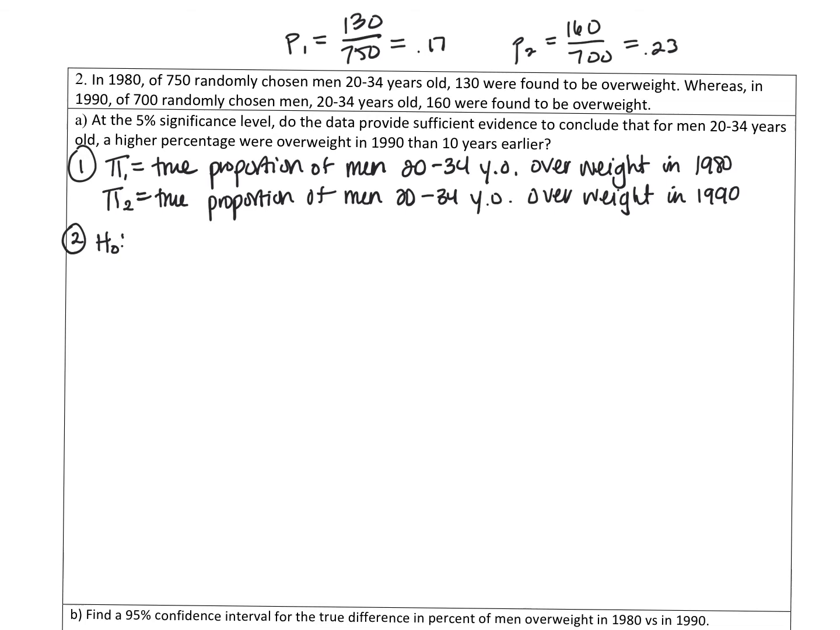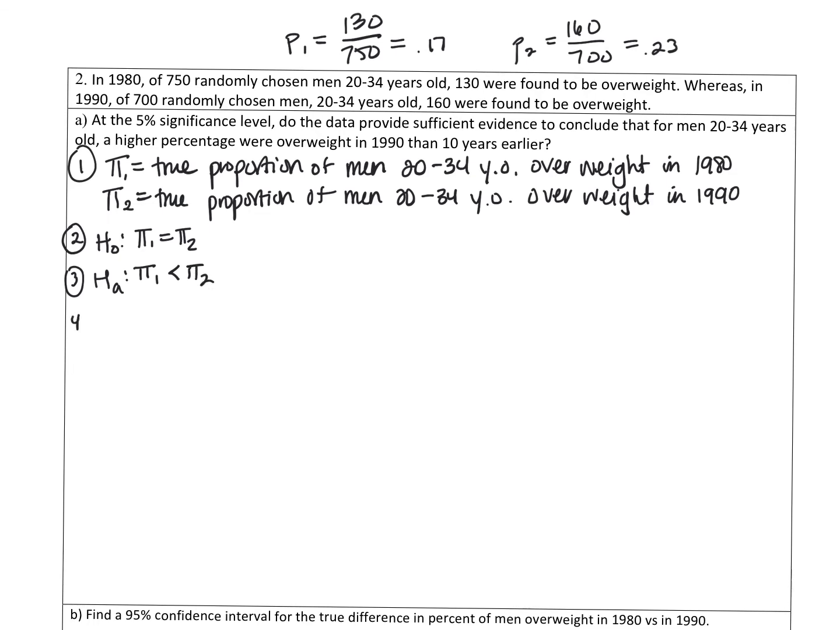The null is that there's no difference. And the alternate, let's go look at the question that's being asked. It says, to conclude that men 20 to 34 years old have a higher percentage overweight in 1990 than 10 years earlier. So we're saying that proportion 1, 1980, is less than proportion 2, which is in 1990.